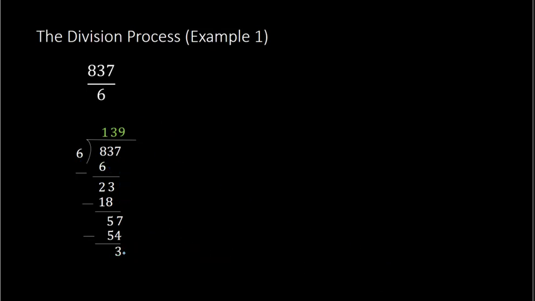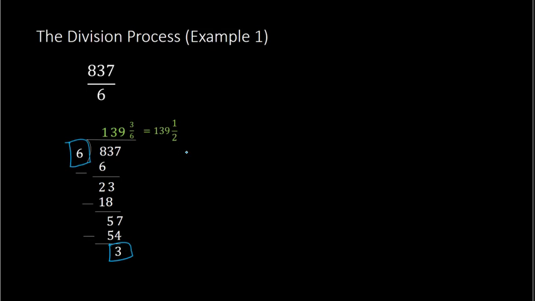So to write it as a fraction, what we do is we take this remainder of 3 and put it over the 6. So the remainder 3 would be divided into 6 to get 3 over 6, which would equal 139 and 1/2. All right, so our answer is 139 and a half.